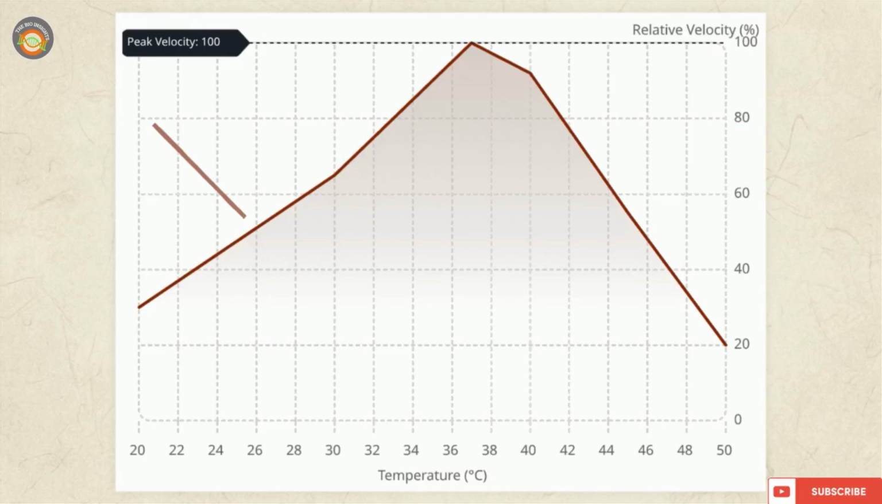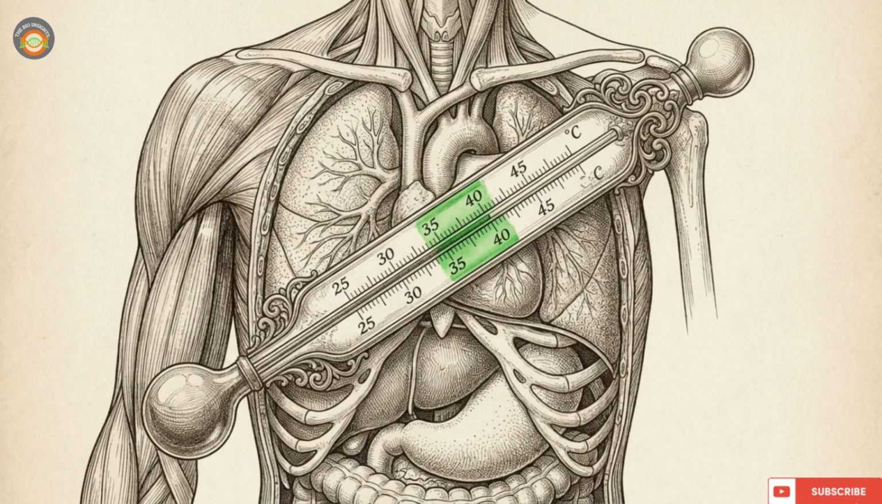As temperature rises, we see a steady, linear climb in reaction velocity. This continues until hitting an absolute peak, known as the optimum temperature, representing the perfect balance between high kinetic energy and maximum catalytic efficiency. For the vast majority of human enzymes, this optimum peak lands precisely between 35 and 40 degrees Celsius, perfectly aligning with normal human body temperature.